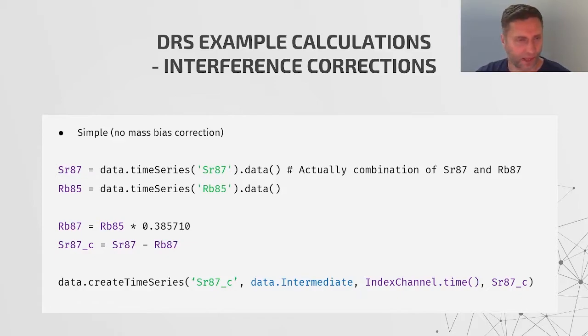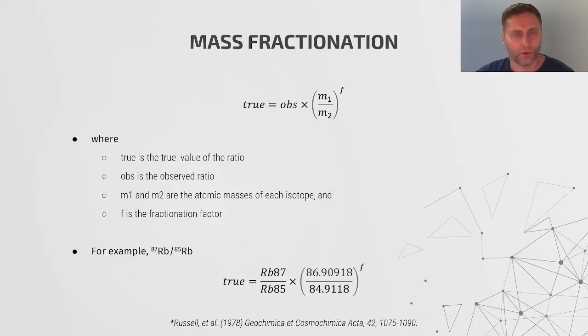But now let's have a look at some of the more complicated mass fractionation equations that we can use to do even more accurate interference corrections if you're working on things like isotope ratios. So all of these mass fractionation equations that I'll be showing are based on the Russell et al. equation, which has this citation down here. But it's based on this pretty simple equation that says that the true ratio is a product of the observed ratio multiplied by the atomic mass ratio of the two masses involved to the power of some fractionation factor.